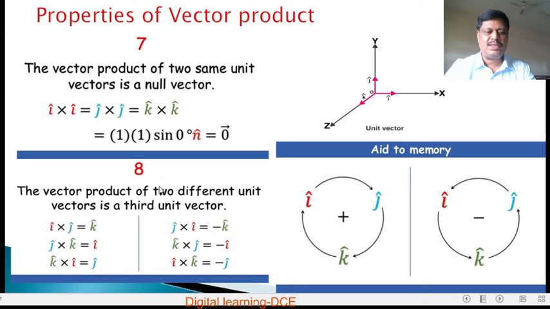The eighth property is that the vector product of two different unit vectors is a third unit vector.